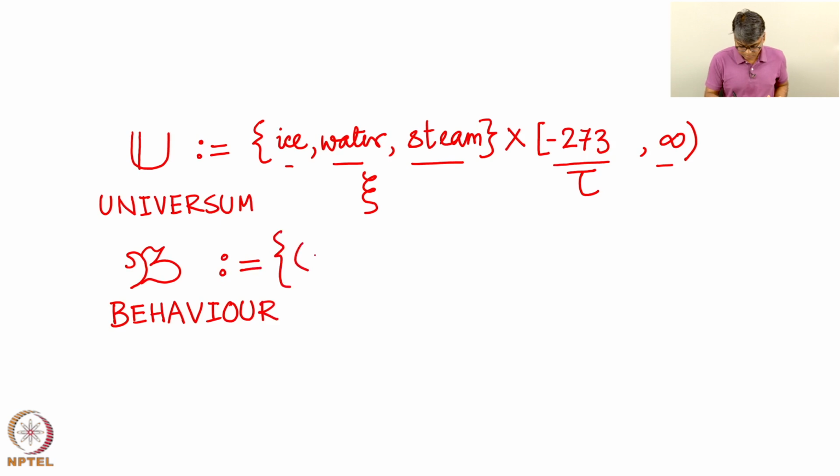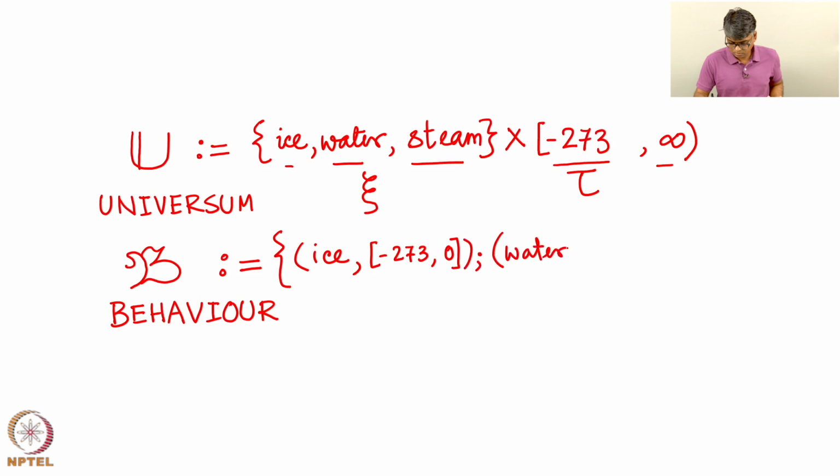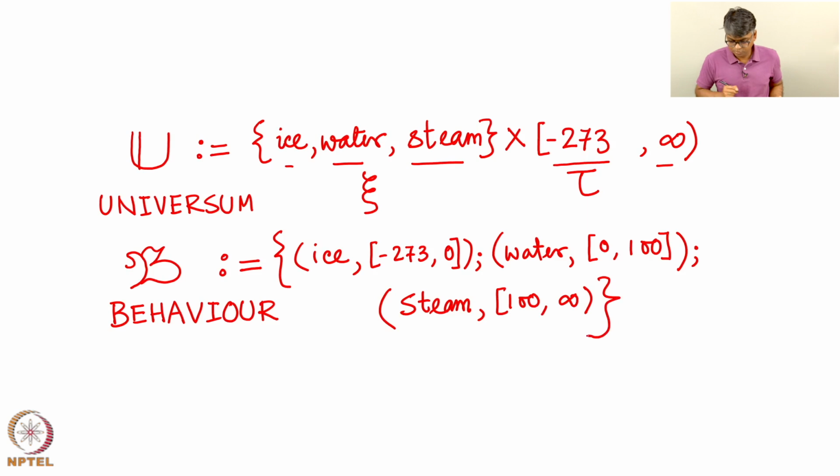In this case, there are only these possibilities. You see, it's ice, comma, minus 273 to 0, right? That's one possibility. Then we have water, and water can remain only through 0 to 100, and the third possibility is steam, comma, 100 to infinity. You see, from all these possibilities, we have brought it down to these three possible cases, and that's the behavior of the system.